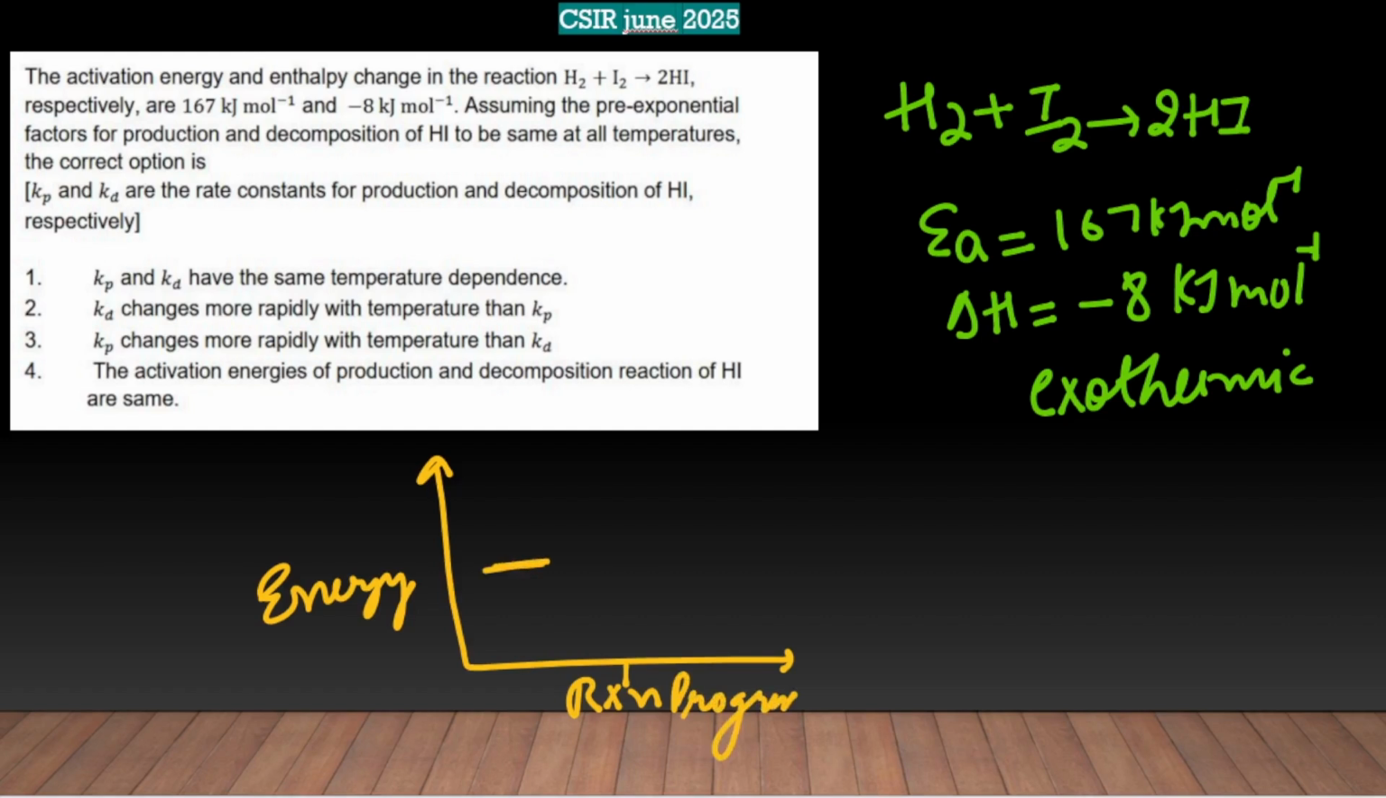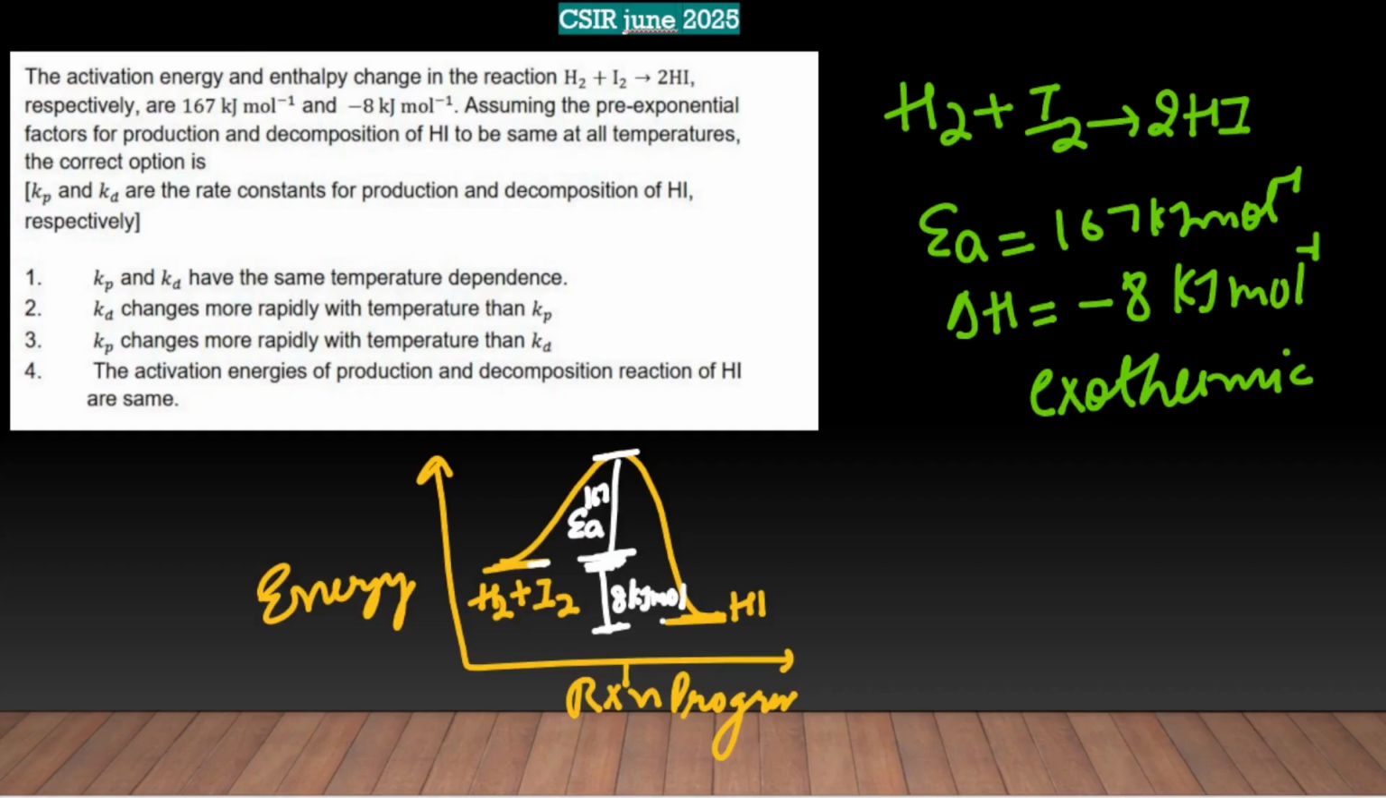So here I have H2 plus I2, with some activation energy, giving us the product P, which is my HI, right? The activation energy in this case is the one from this level to this level, the activation energy for the formation of HI. This value is 167 kilojoules per mole, and the enthalpy, which is the difference between this level and this level, this gap, is 8 kilojoules per mole.